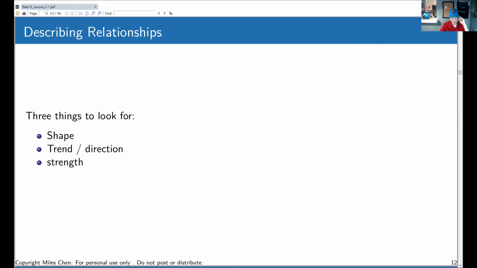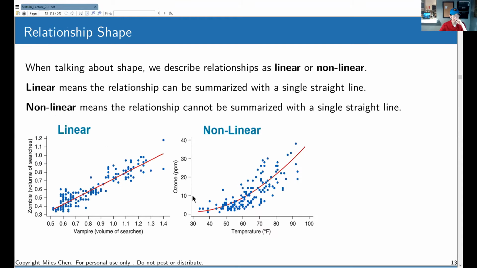So I'll add a slide to our notes here. Okay. All right, and so I've taken these pictures straight from our textbook because they do a good job of explaining the idea. And so, when we talk about shape, as far as this class goes, we're going to describe relationships as linear versus nonlinear. Okay, linear means the relationship can be summarized with a single straight line. It doesn't mean that all the data have to follow exactly a straight line.